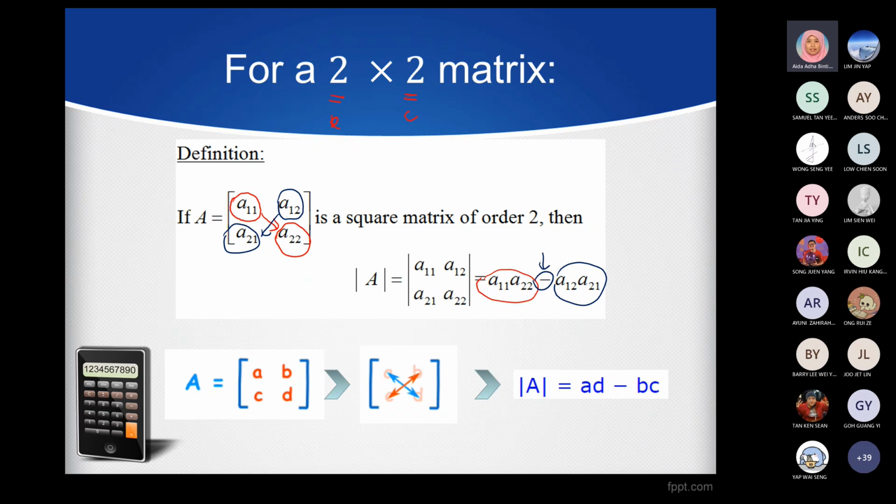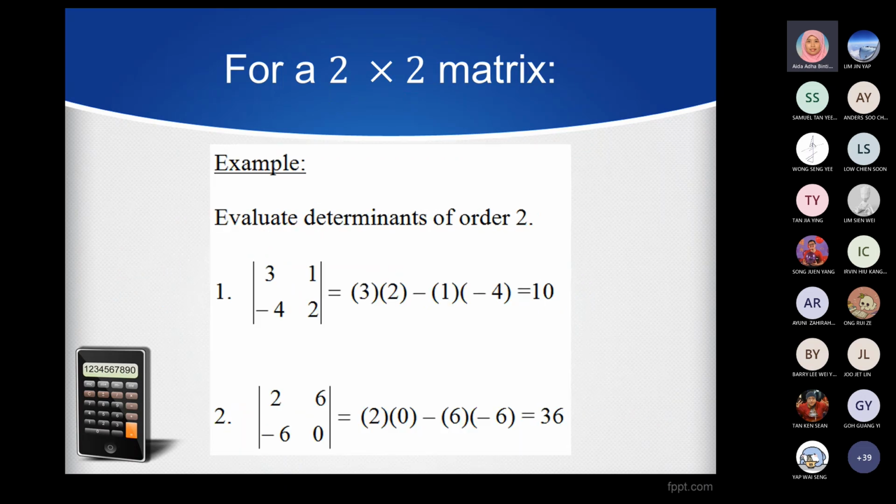Okay, so what is the symbol for the determinant? This is a matrix A. You can see you have the parallel lines here. This one is an example. You already know, this is 3 times 2 minus the negative form multiplied with the 1. So you will have the answer is 10. You can write it like this.